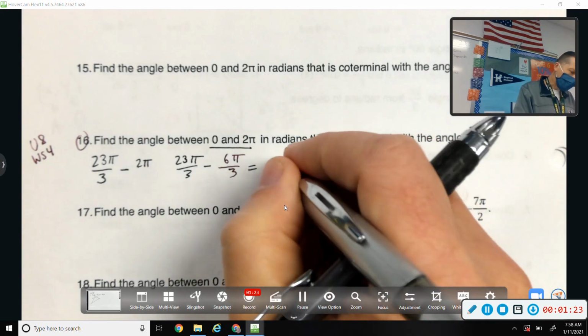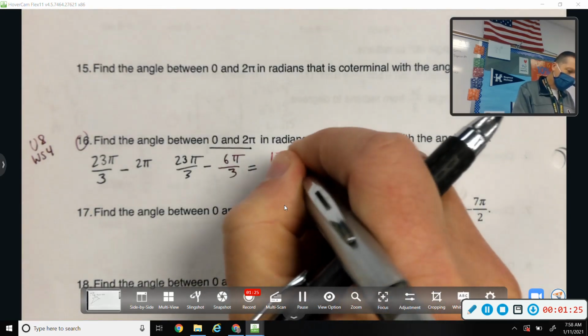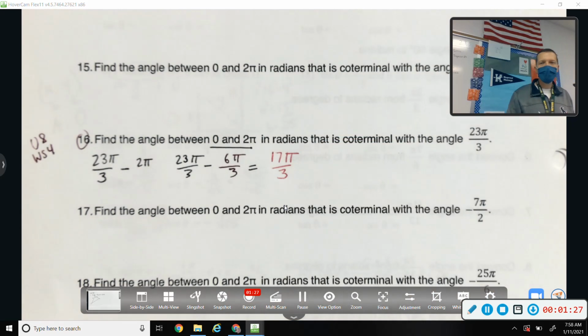So 23 minus 6 is 17. So 17 pi over 3. Is that my answer? Why not? Right, it's not between 0 and 2 pi. So what do I need to do?